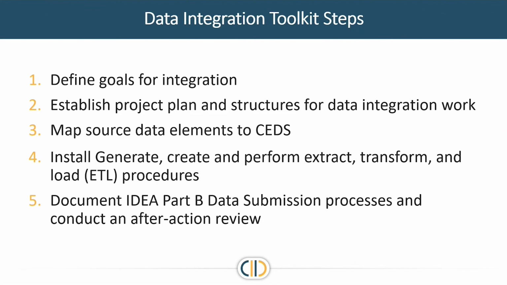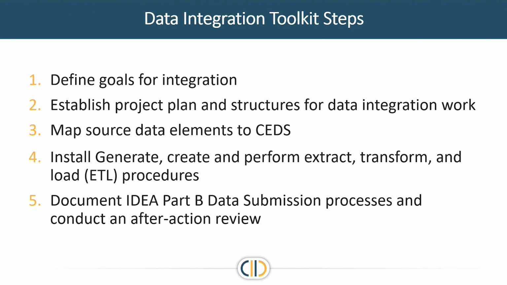And steps 3 and 4 are ones that you get to dig into multiple times as you do different data collections. So you install Generate one time, but you're going to map, write your ETLs, and validate your data for your discipline data. You're going to map, write your ETLs, and validate for child count, et cetera, et cetera. So 3 and 4 are iterative.